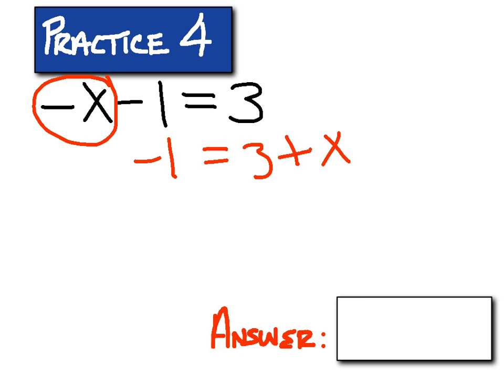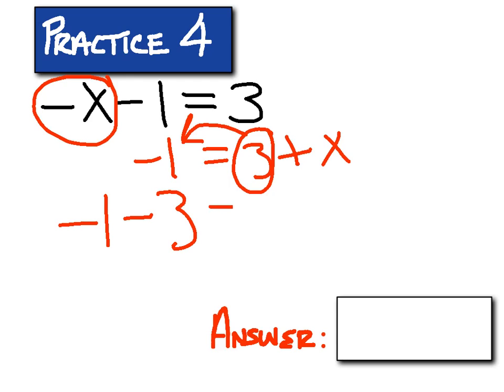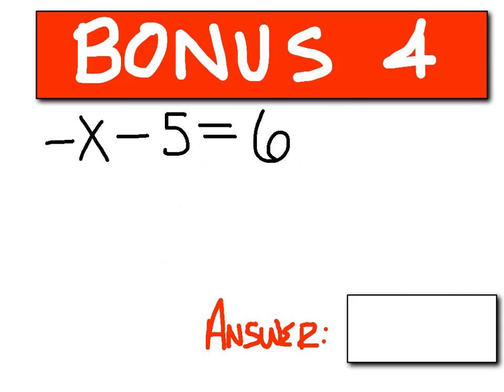Now this is the type of problem you guys did yesterday, right? So when you solved it yesterday, you just brought this number right here over to the left side, right? So when you bring a positive 3 to the left side, we have a negative 1 on this side already. A positive 3 to the left side would make it a negative 3, which is equal to x. So our x is going to be equal to negative 4.